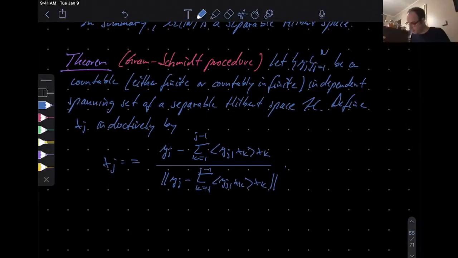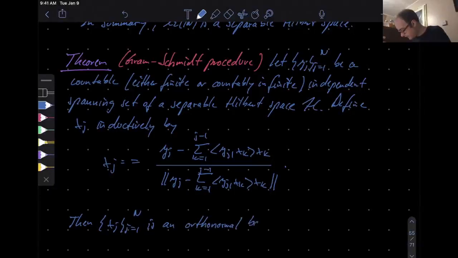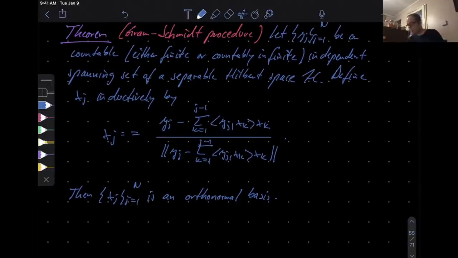Okay, you define them like this, then x_j, j from 1 to N, is an orthonormal basis. Exactly the same statement as in linear algebra. The only difference here again being that this capital N in general is not finite, but could be infinity. Okay, that's the statement. So starting with a countable independent spanning set in a separable Hilbert space, then you cook up these new vectors x_j, and then their collection is an orthonormal basis. That's the statement. Okay, so how to prove?